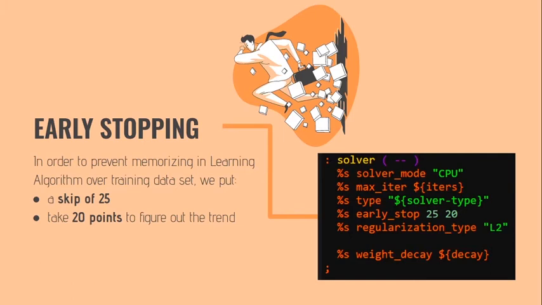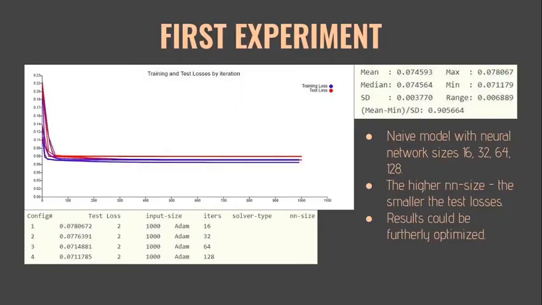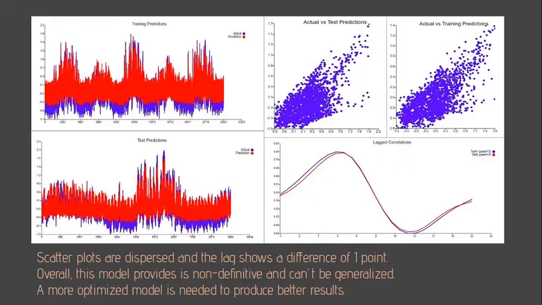With regards to the early stopping, it was enabled automatically, and its main purpose was to prevent memorizing by taking a skip of 25 and 20 points to figure out the trend in our loss graphs. First experiment results for naive networks, where there is a graph of training and test losses by iteration, and here we see that the test losses are higher than training ones, and it's a bad sign of memorization. Test loss that we got was 0.07, and we believe that it could be significantly improved because here, even scatter plots and all graphs indicate that dispersion of trained model and lag not equal to 0.